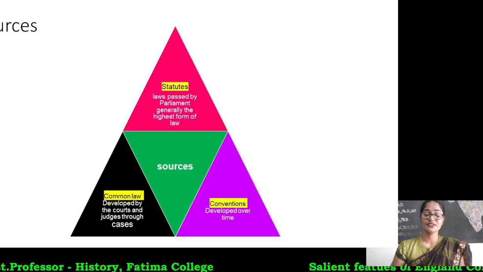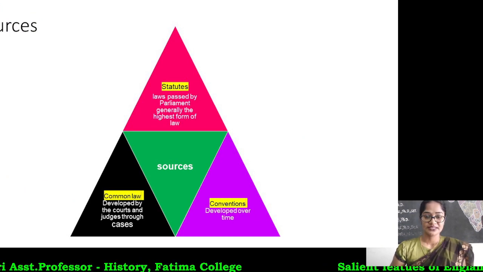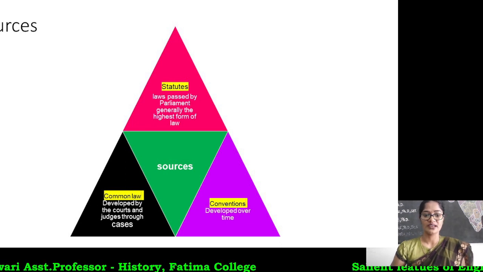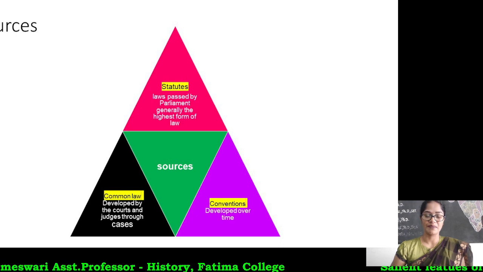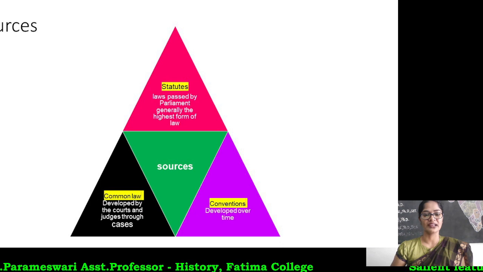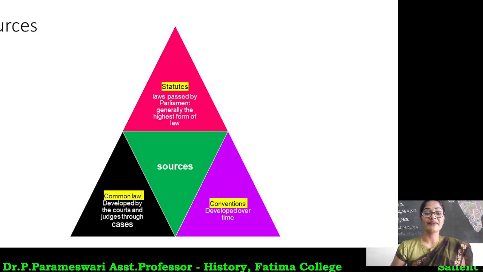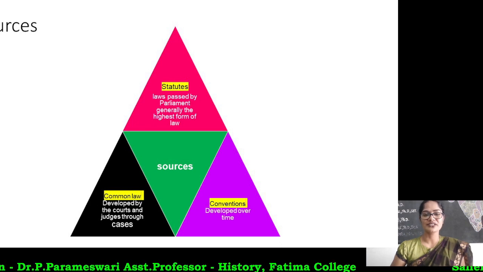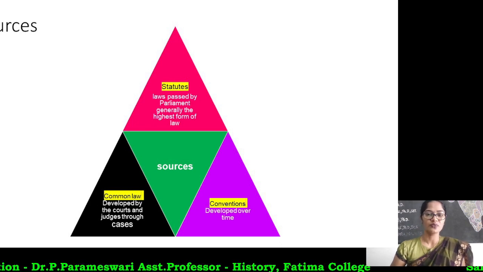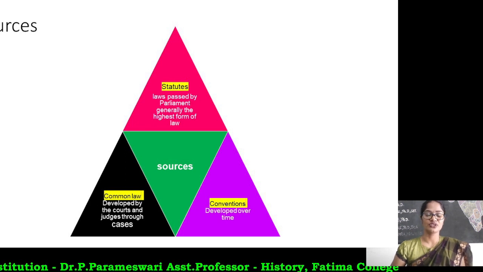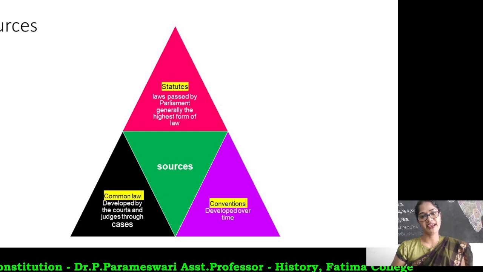Let us see the sources of England Constitution. Statutory laws, conventional laws, and common law. Statutory laws are laws passed by the Parliament. It is generally considered as the highest form of law in England. And second kind is conventional law. It was developed over time through special meetings. And the third one is common law. It was developed by the courts and judges through special cases.